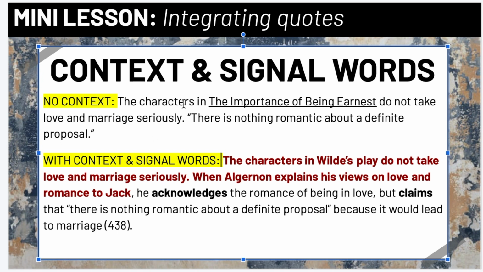These 2 different examples use the same quote, but the context changed. We see signal words over here, "acknowledges" and "claims," and then also in the red, we see a little bit more context. We're told about Wilde's play. Yes, we have the same information about love and marriage, but we also have something over here explaining how when this person is saying this quote, this is what they're explaining. So rather than pulling out something larger, this context does the job for us.